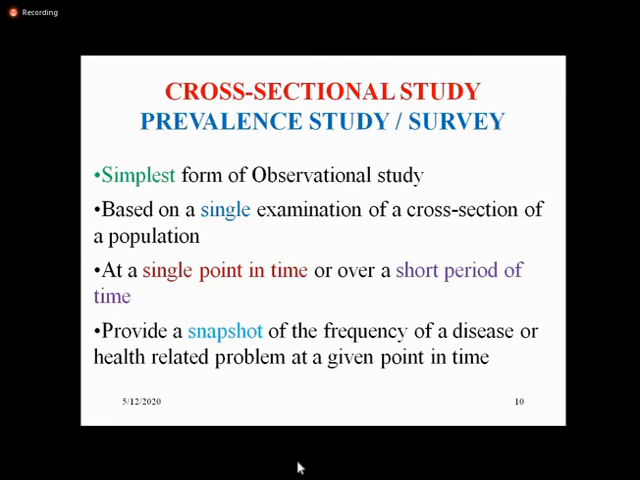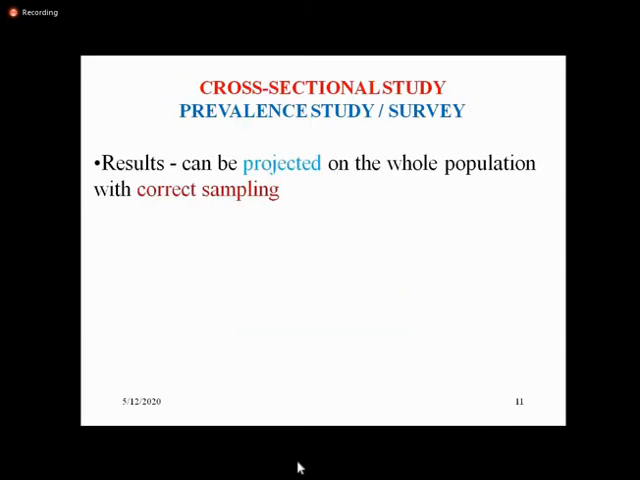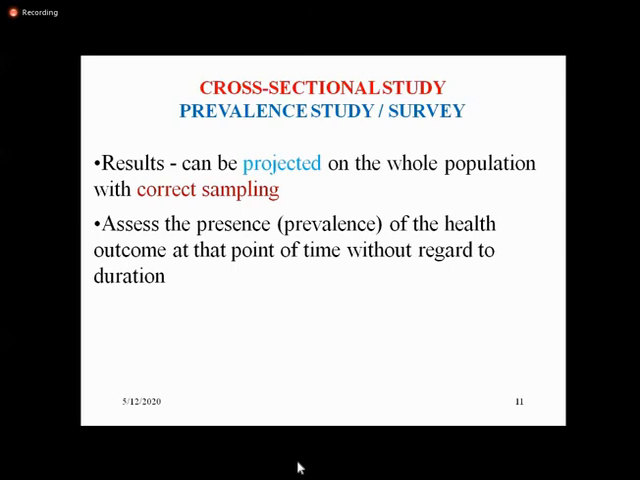It is also called a snapshot study, because this study gives you the current picture of a population. Another name for this study is the prevalence study. So cross-sectional study can be known as a snapshot or prevalence study. All these names are related to this cross-section. The results can be projected on the whole population with correct sampling. This shows the presence of the health outcome at that point in time without regard to the duration.